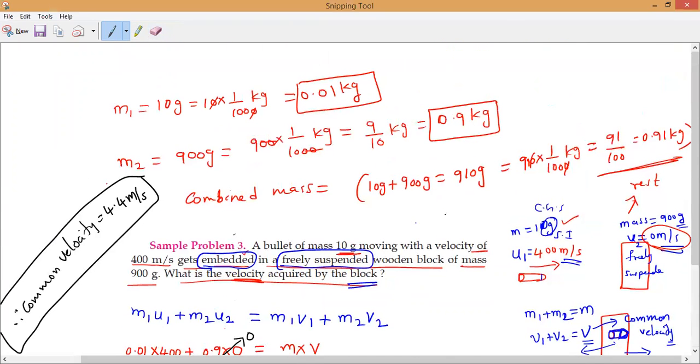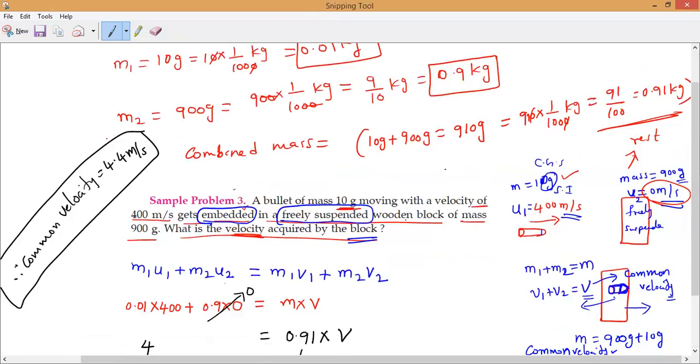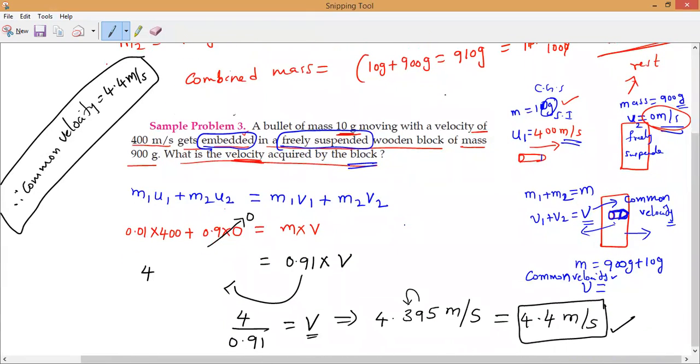First convert the mass neatly, later I will explain how to do it. So when bodies are stuck together, you have to use this formula and solve like this. Okay, all of you do it.